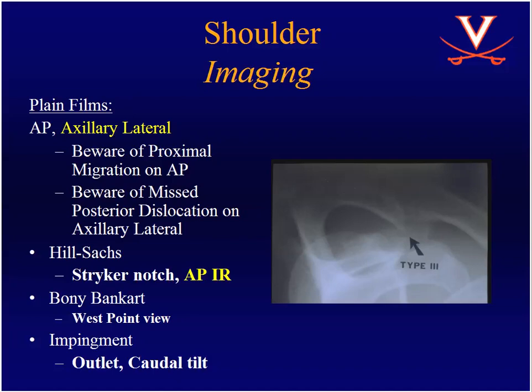When you look for impingement, you look for an outlet view, as described by Bigliani. It shows either flat, curved, or in this case, hooked acromions. Hooked acromions are more associated with rotator cuff pathology. Rockwood described a caudal tilt view, which allows you to look at the acromion with a 30-degree caudal tilt, and it allows you to characterize the morphology as well.